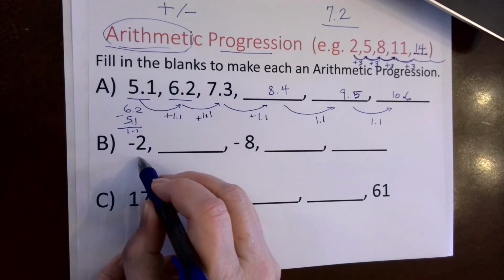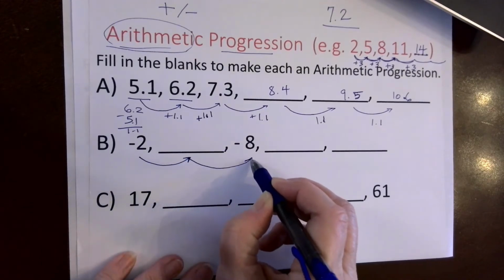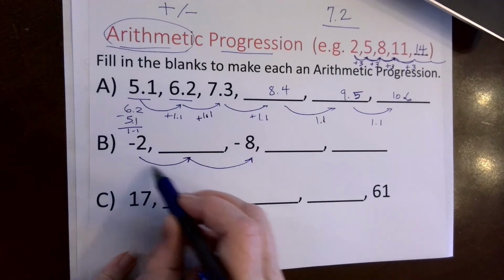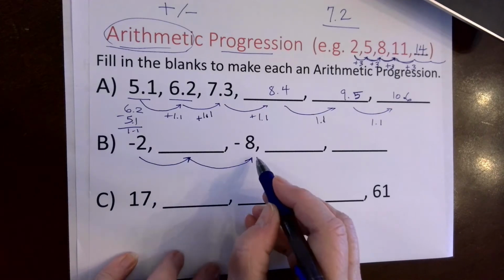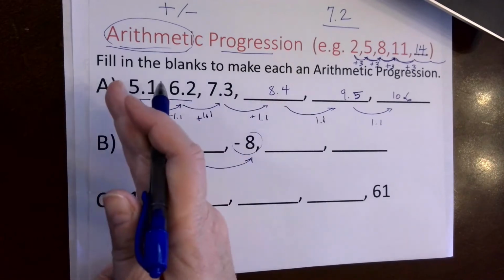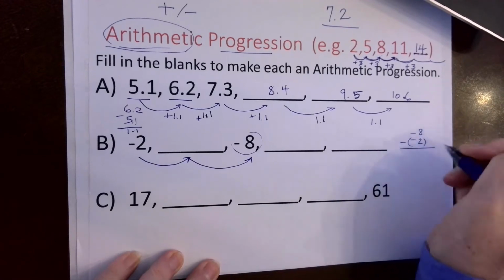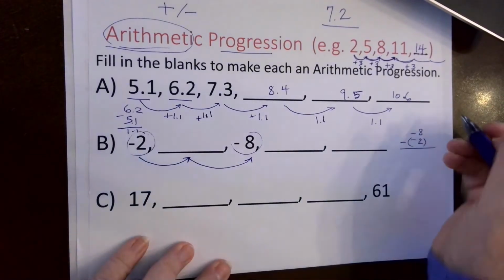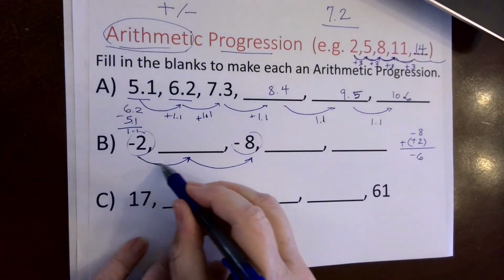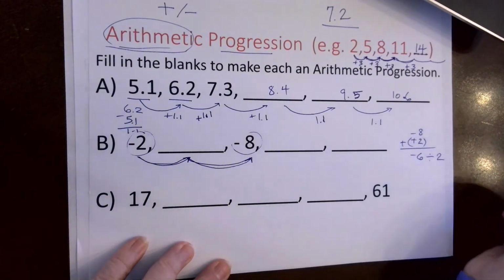Here's the next one. We went from -2 to something unknown, and from there to -8. Well, that's harder. We don't know what the in-between number is. But notice we have 2 jumps. So here's how we do it. We take the number to the right and subtract the number on the left, -8 minus the -2. We always subtract that number. That makes -6. And then we're going to divide by 2 because we had 2 jumps.